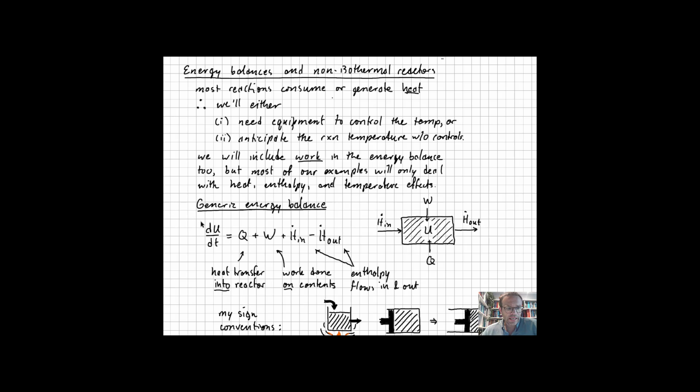We have a time derivative of the internal energy is equal to heat flow coming into the reactor, work done on the reactor contents, enthalpy flowing into the reactor, and enthalpy flowing out of the reactor. So this is the little diagram here to sort of keep in mind how these balances all play into things. And of course, this is going to be valid for all the reactors that we're going to encounter.